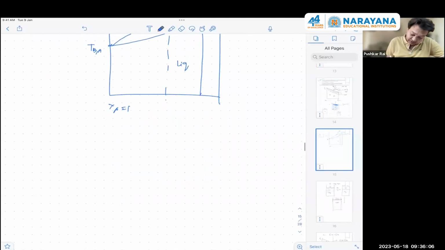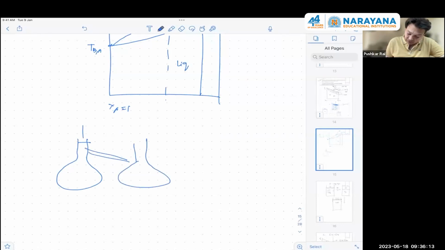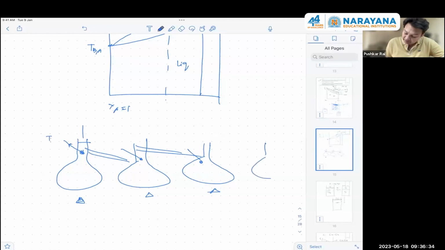You can think like this, that there is a vessel connected to another vessel, and this is connected to another vessel, and you are heating it. Every vessel contains a thermometer. When you start heating, the thermometer reading in the first vessel will be least, and the thermometer reading in the last vessel will be the most.